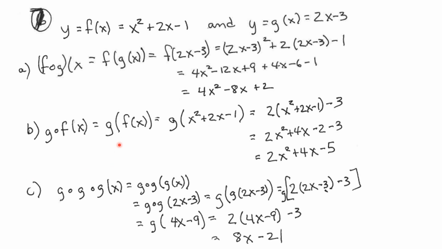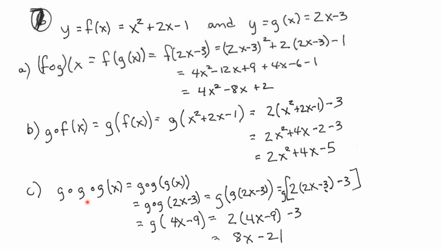Now g composed with f is something different. That is g of f of x. First we do f of x. So this is going to be g of x squared plus 2x minus 1. And so this is 2 times whatever we put in there, minus 3. We distribute and do the calculation and simplify, and we get 2 times x squared plus 4x minus 5. Note that f composed with g is not the same thing as g composed with f.